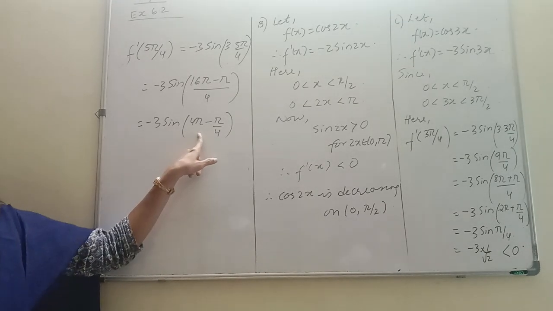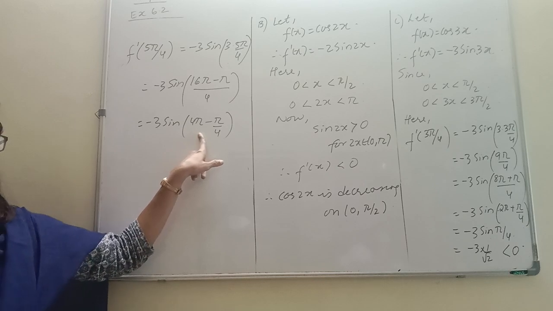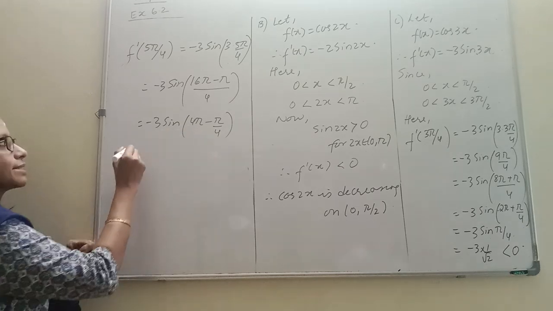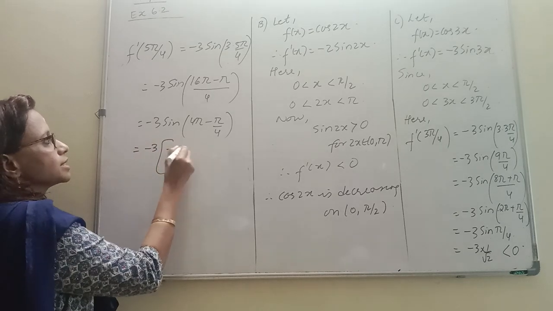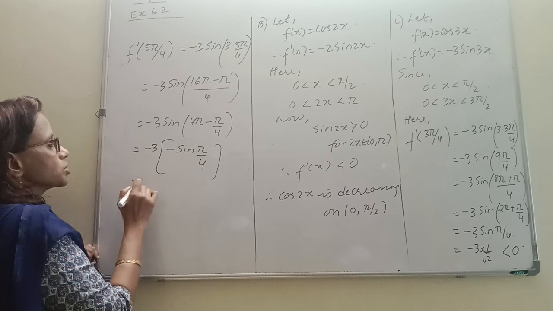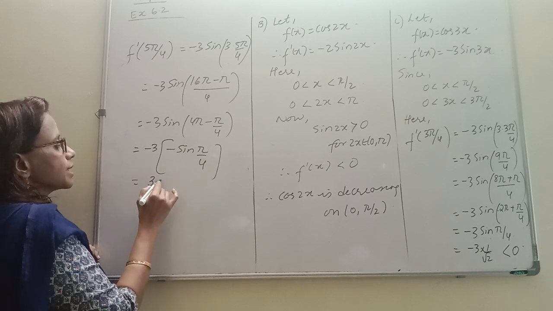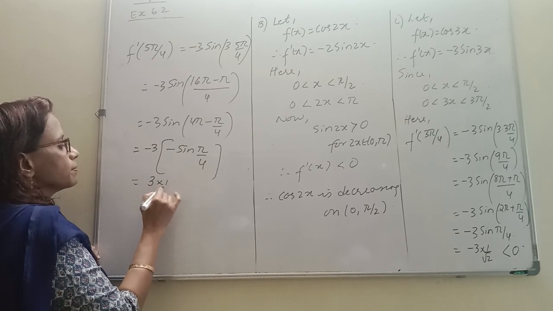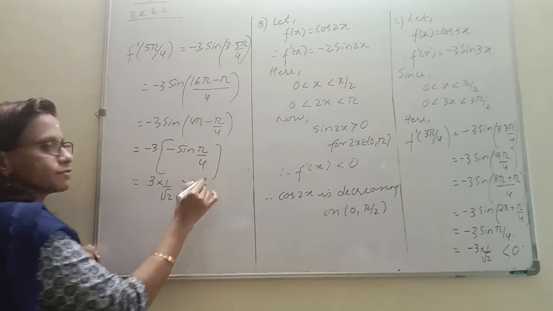In the fourth quadrant, it's the quadrant for cos and sec, so sine will be negative. So this will work out as minus sine pi by 4. Minus and minus will be positive. So you'll get 3 sine pi by 4, which is 3 by root 2, which is positive.